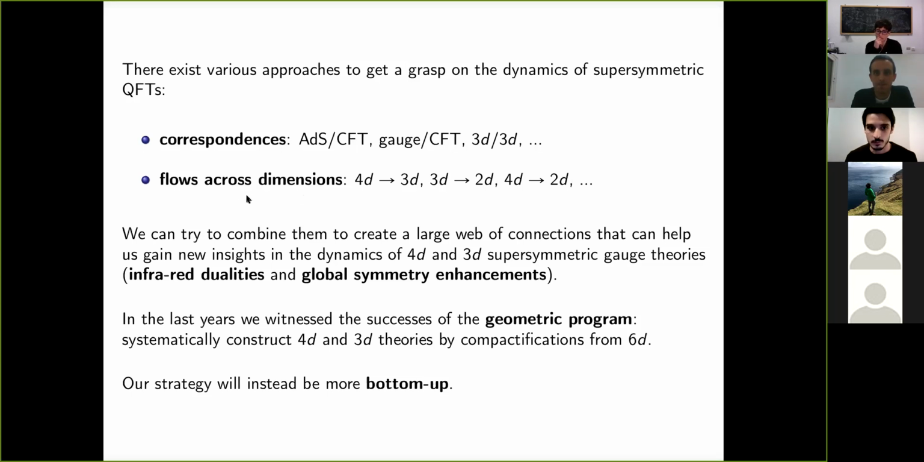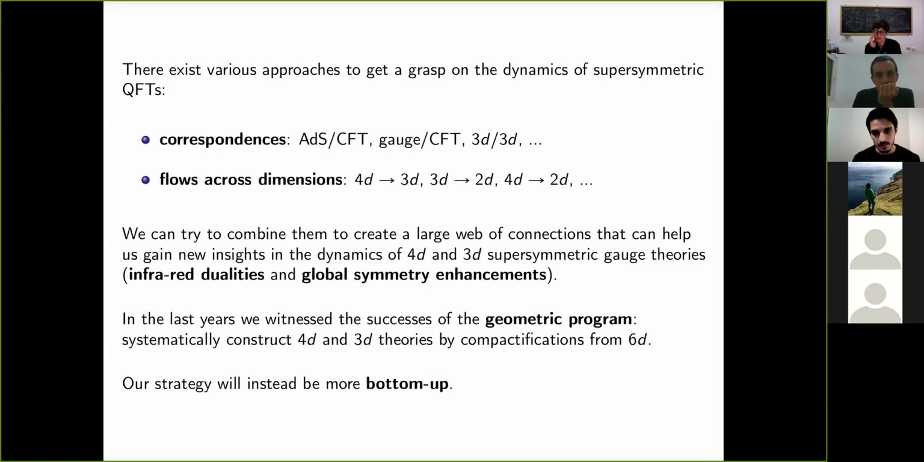Another tool that we can use is flows across dimensions that connect theories in different dimensions. In particular, I will be interested in flows from 4 to 3 dimensions and from 3 to 2 dimensions that are engineered by circle compactifications. So the idea is that we can try to combine these various approaches to create a larger web of connections that we can then use to better understand the dynamics of 4 and 3-dimensional supersymmetric gauge theories. In particular, I will be interested in 2 aspects, which are infrared dualities and enhancements of global symmetries in the infrared.